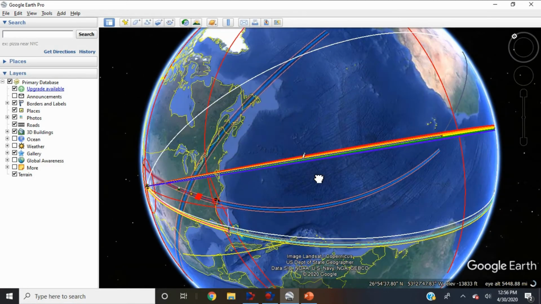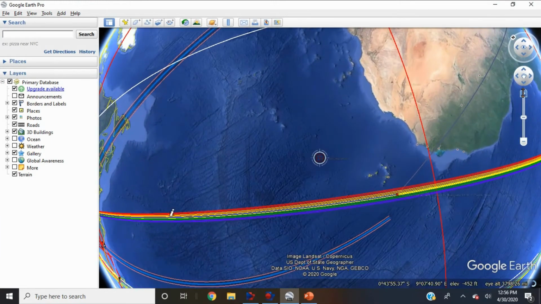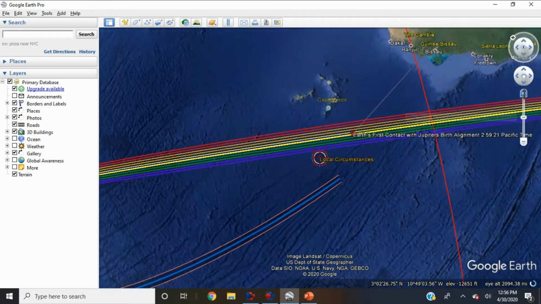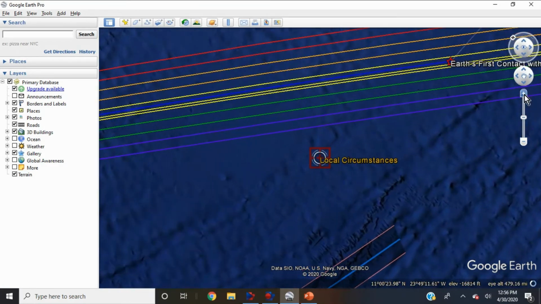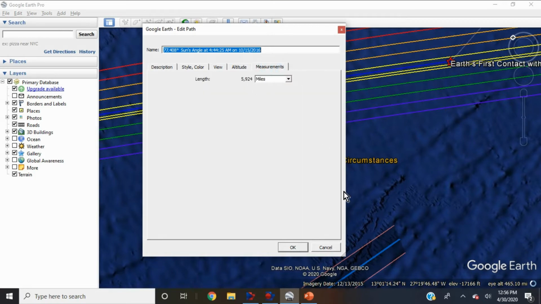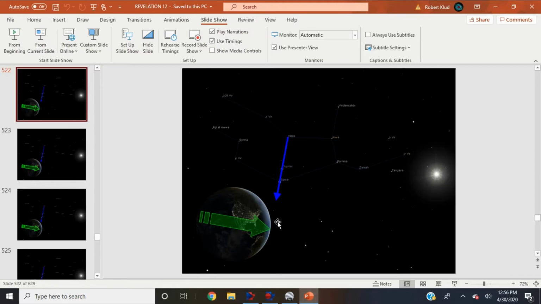Yeah. So I want to get that one blue line that's in the middle there, though. And I'll just show you again how long that is. This guy here is how long it is from the contact point to my house. And it is 5,924 miles. Okay, so that's highly accurate. Okay, so that's the first contact point.